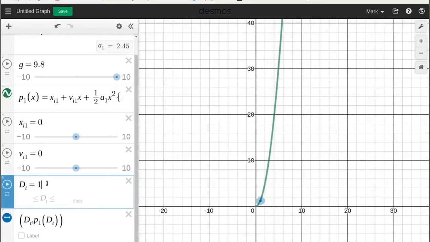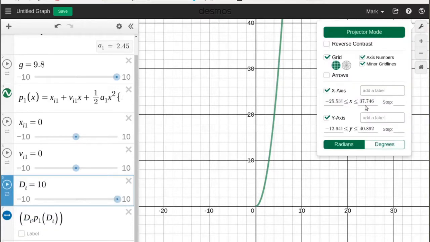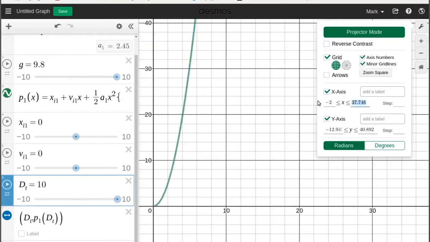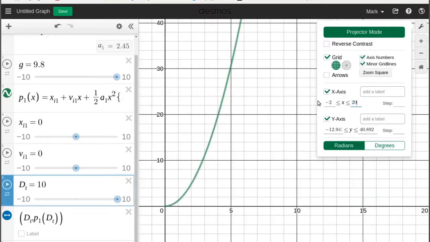Let's do something a little bigger than that. Let's say it's ascending for 10 seconds, and then I'm going to change my scale so this is a little bit easier to see. I want the x scale to be from -2 up to 20. That's good. So that'll show 10 seconds on either side of the time when the sandbag falls.